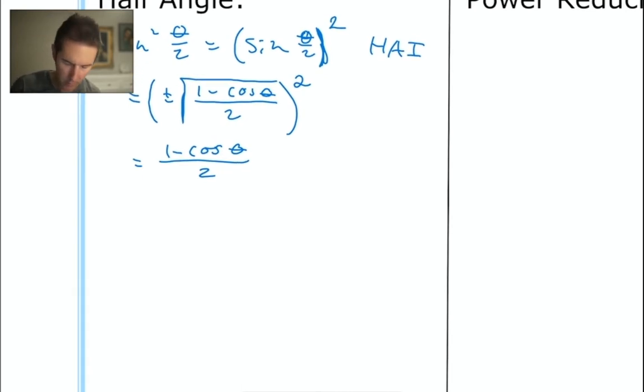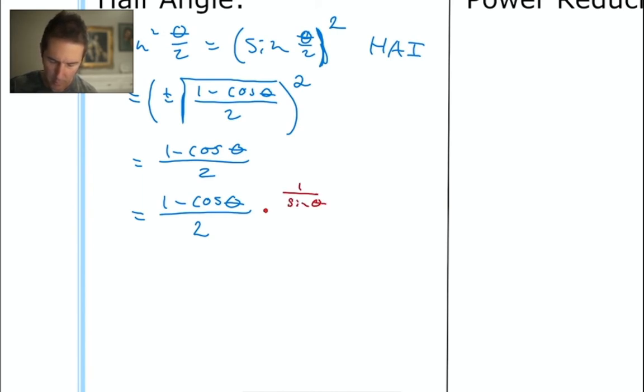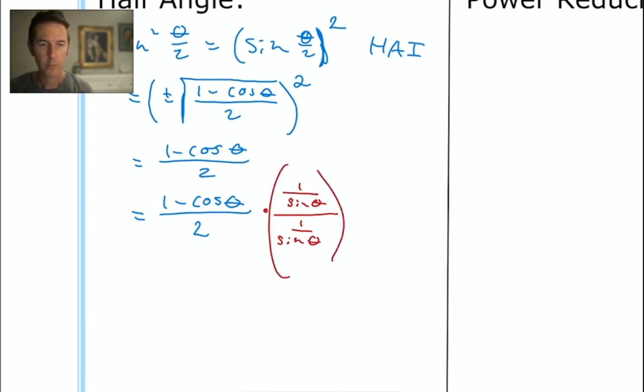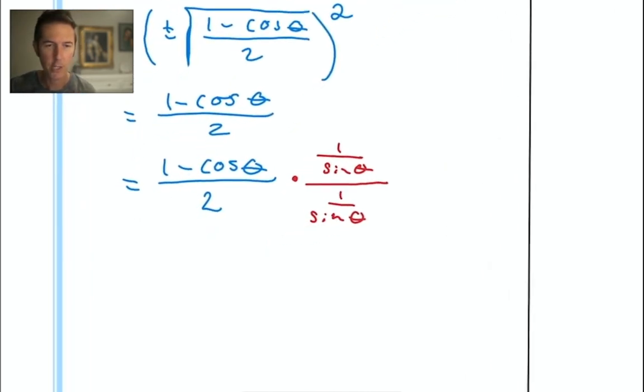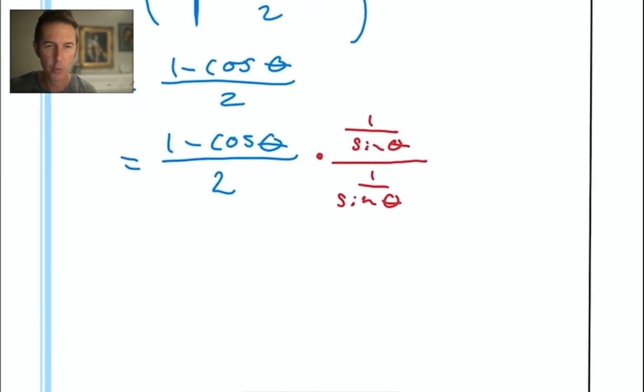I'm going to take this statement, 1 minus cosine theta over 2, and I'm going to multiply it by 1 over sine theta over 1 over sine theta. Anything divided by itself is equal to 1. So in red here, I'm really multiplying by 1, which I'm allowed to do. It's not going to change the value of the expression, it's just going to change what it looks like.